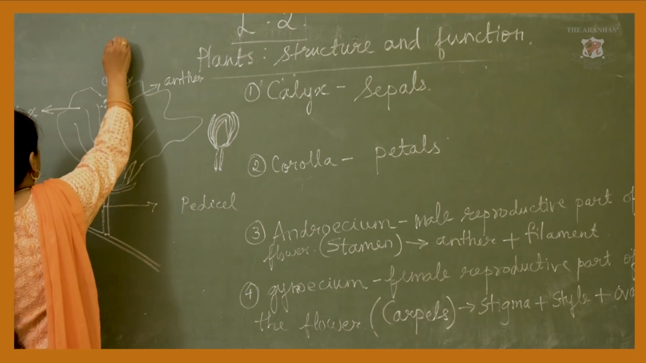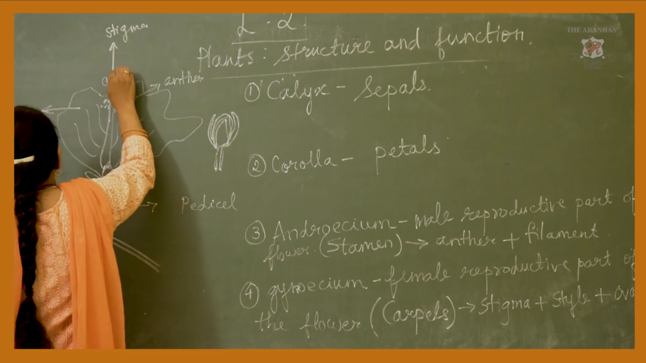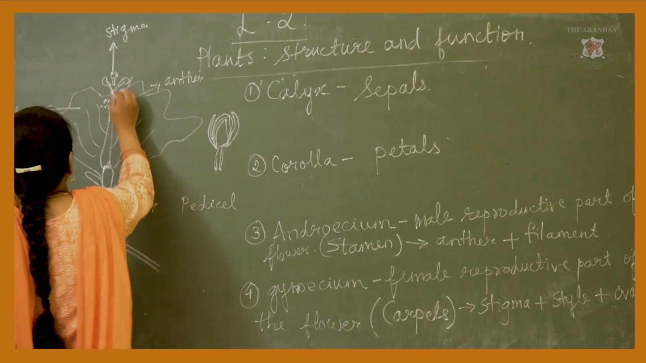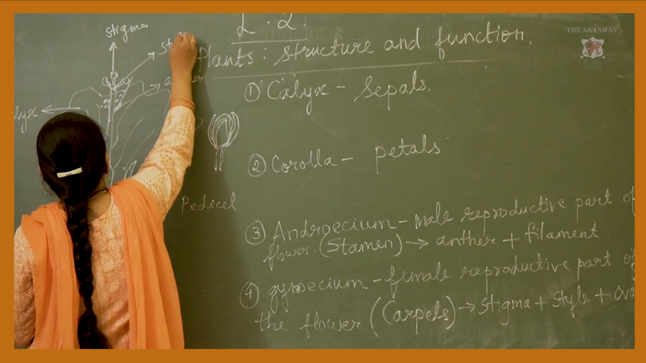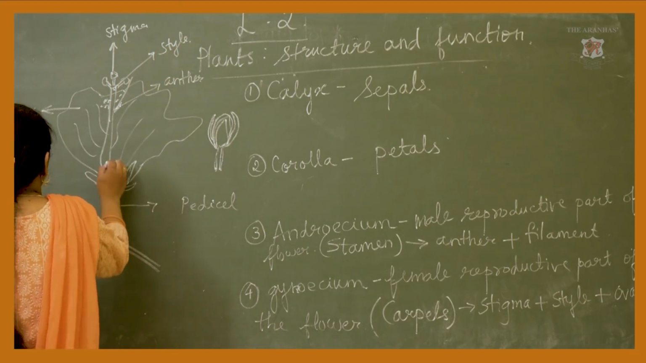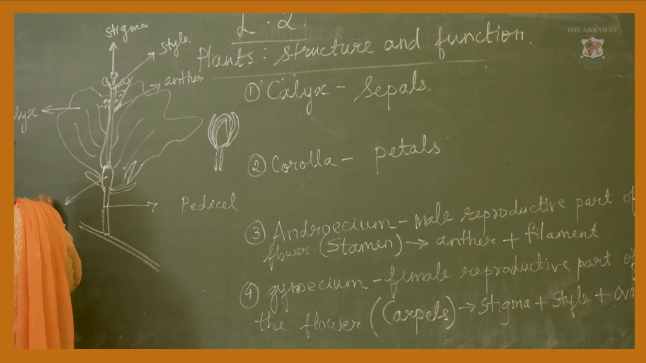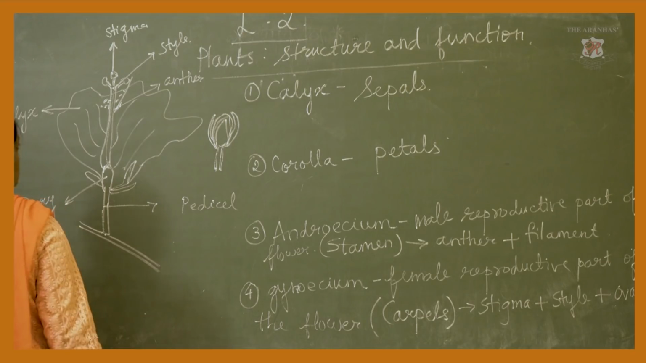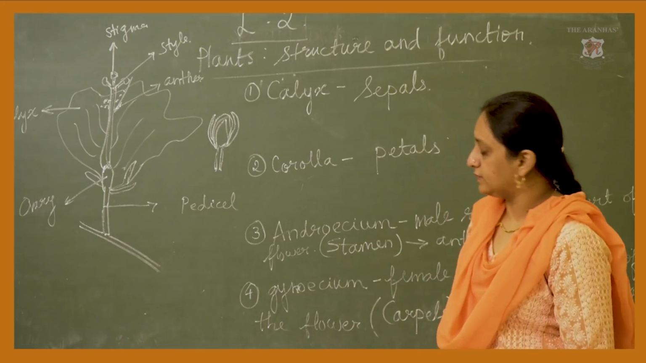Stigma is this part. This round part is the stigma. Then they have given in your textbook, this center part is the style, and this part from where this started growing is the ovary. These 3 parts constitute the gynoecium, and gynoecium is made of carpels.